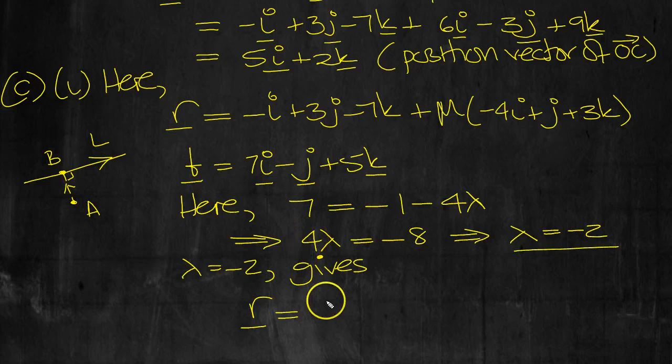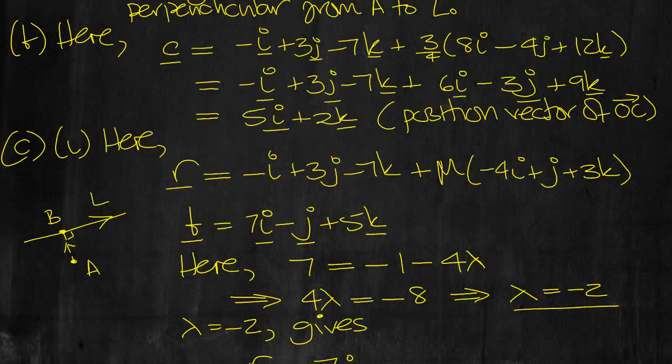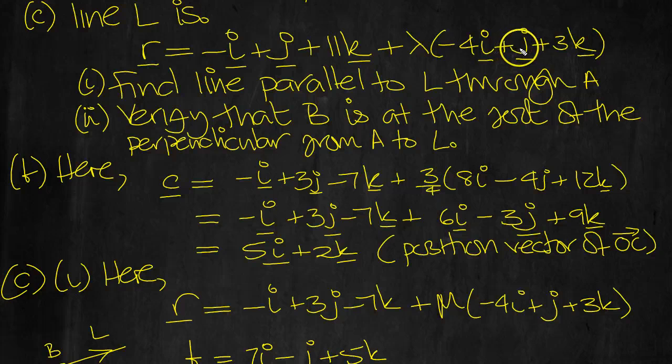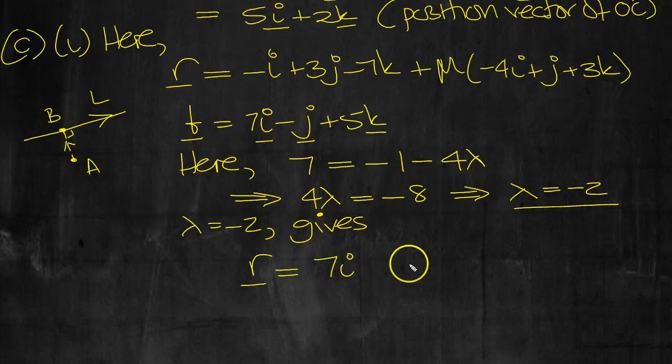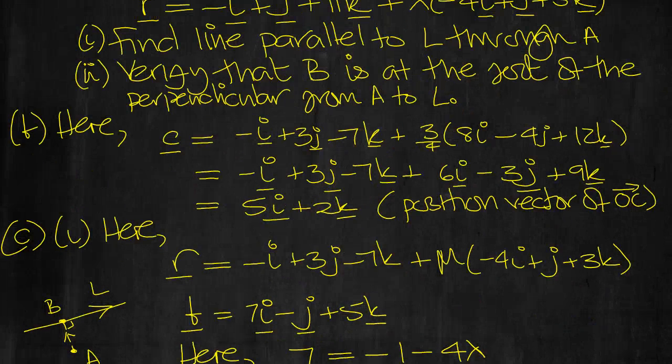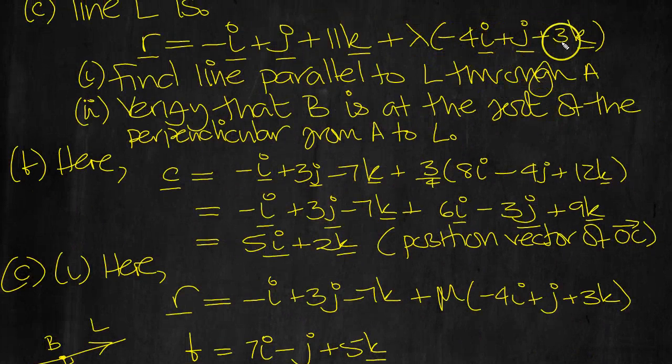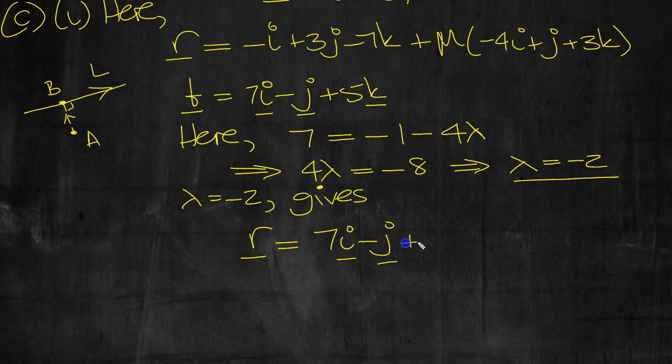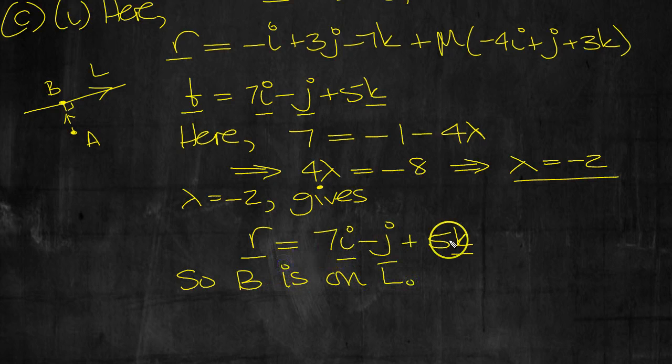Well, we know it would be 7i. What's the j position on the L? Lambda is minus 2. Minus 2j plus 1 is minus 1. And the k vector, lambda is minus 2, so that's minus 6. 11 minus 6 is 5. So that's plus 5k. So B is on L, because this is the same position as the position vector B.